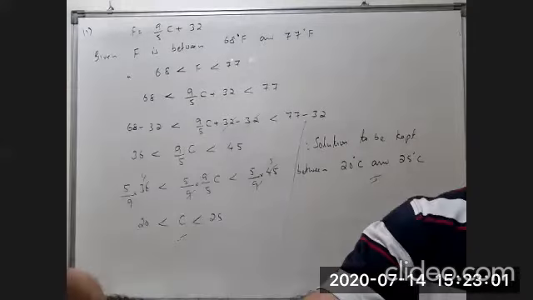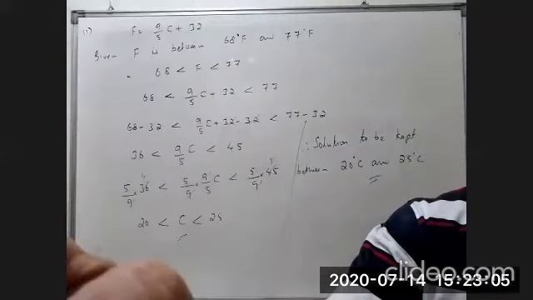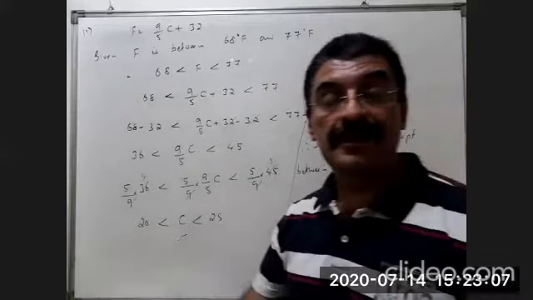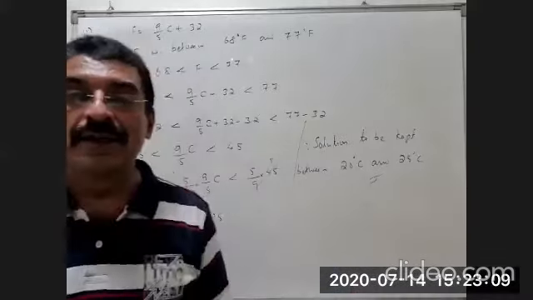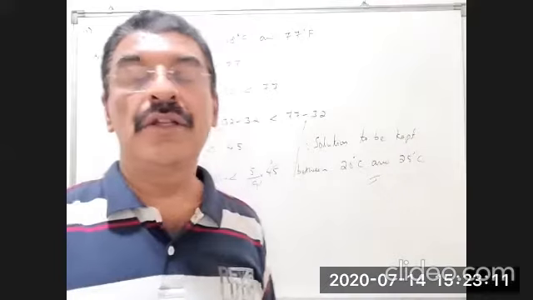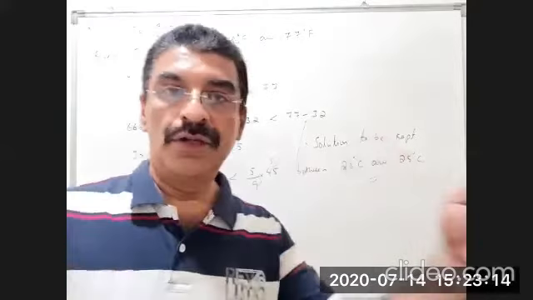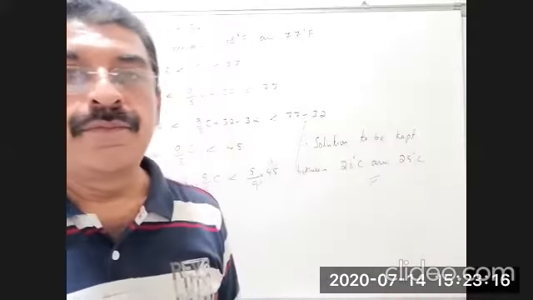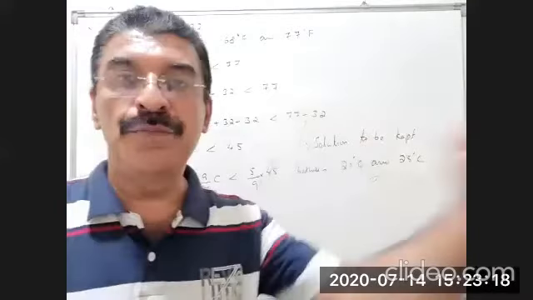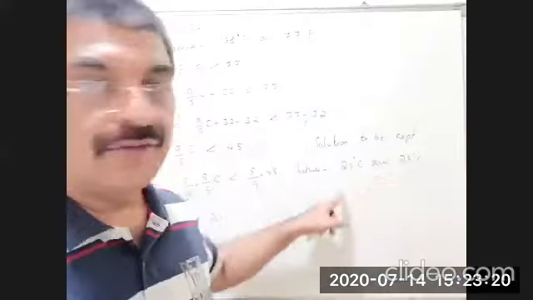What is the range? Range means statistics. Range you learned in class 9. Range is the difference between the highest and smallest. Range means the smaller to bigger, that gap. So here 20 and 25, that's the range.